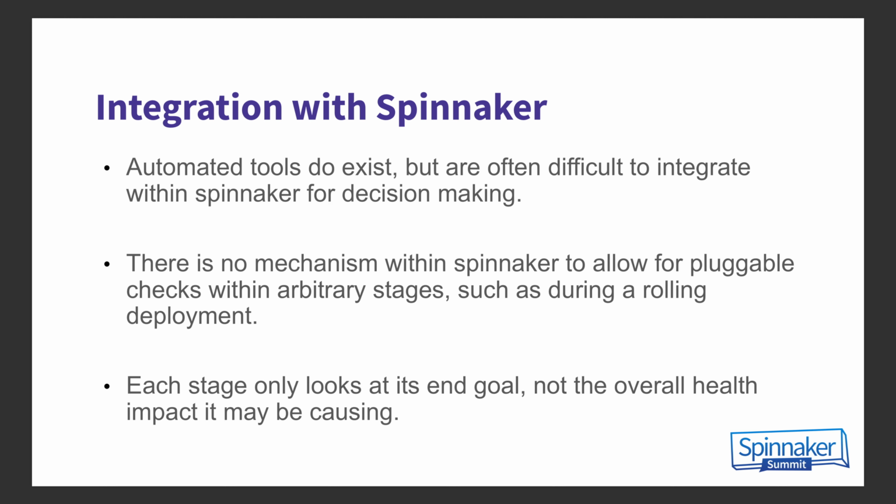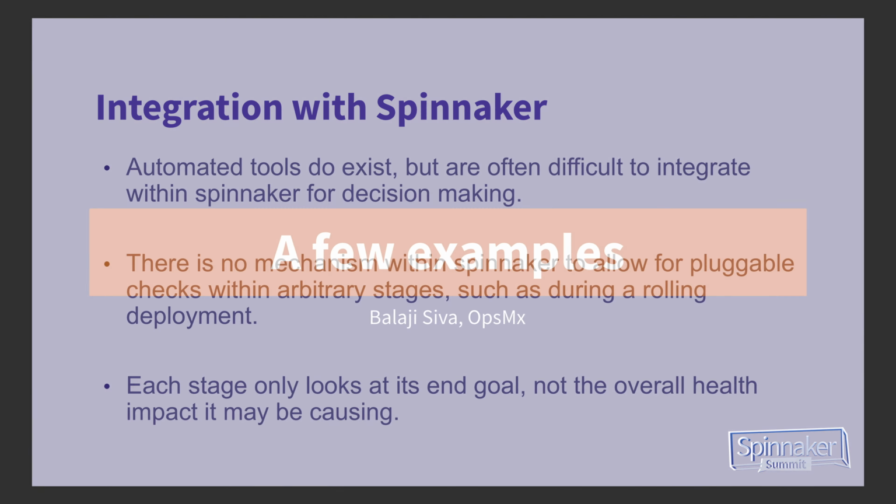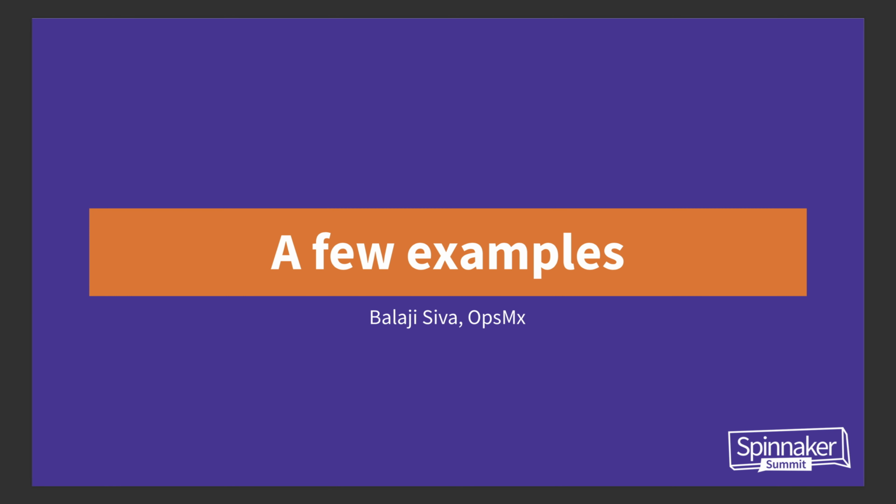So I'm going to have Balaji come back up for another few examples here. While he's going through this, this is an example of what we can do today in the Canary technology. Think about the different places that you might want to add checks into the system that we want to have in Spinnaker that are not just a Canary stage all by itself.